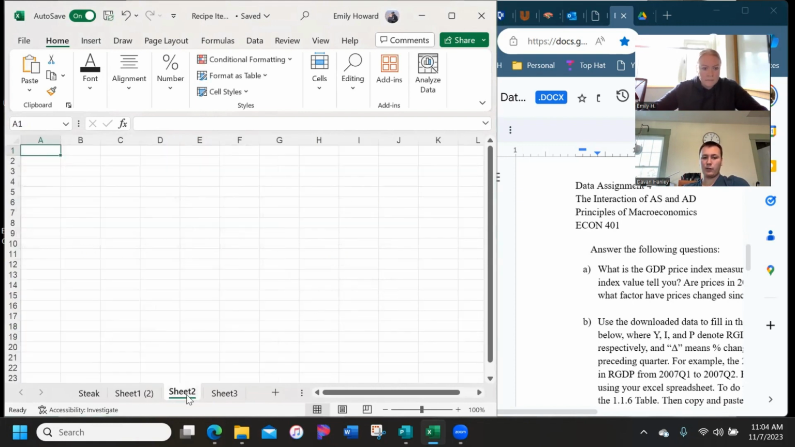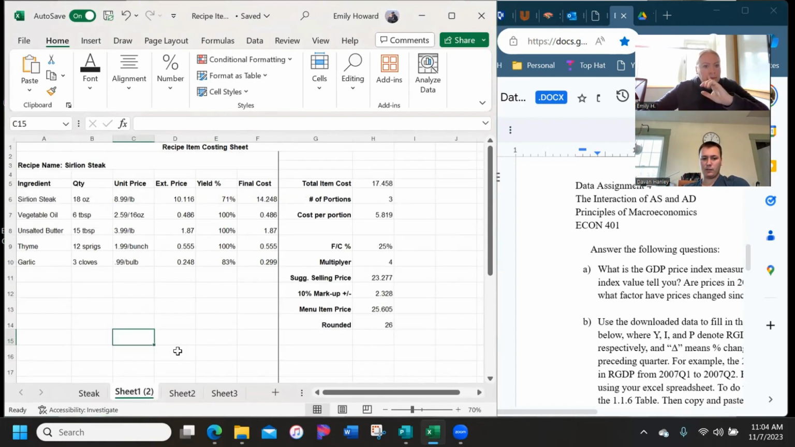Now all that stuff on the right hand side, all those columns are the same. So if you go in and start moving numbers around, those will stay the same. The only two things you're going to want to change are your extended price and your yield. Don't touch anything else, because it will do all the calculations for you. Go ahead and change your sirloin steak price to like $50. Change it to 50 and you should see everything else change.